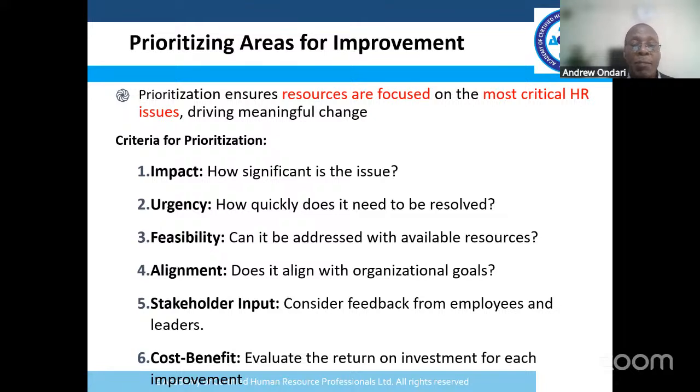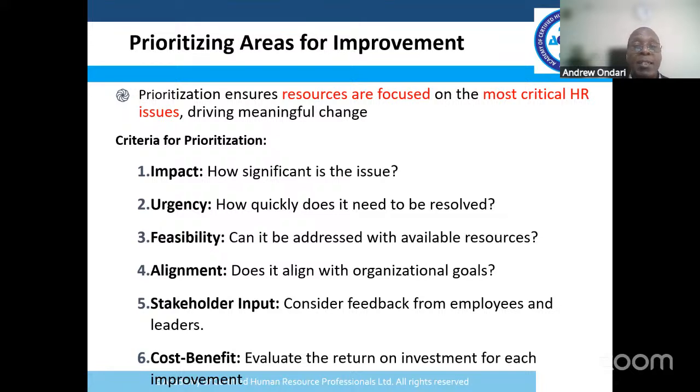The other one is stakeholder input. We talked about stakeholders yesterday, and we mentioned quite a number of them: leaders, managers, internal customers, and external stakeholders, such as government. So we prioritize those areas we have selected because we want to satisfy the needs of our stakeholders.